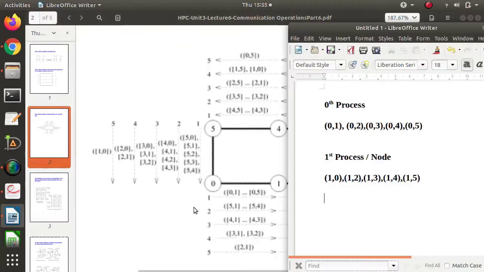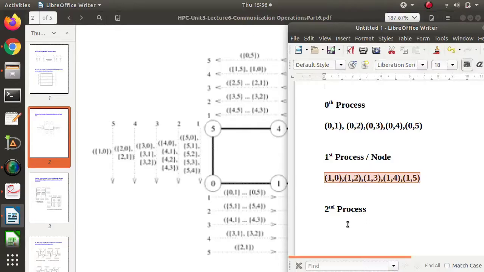Okay, now see. So in the first step, what will be done? Zeroth process has these messages. So what will the zeroth process do? Zeroth process will share these messages with the first process. Okay. First process has these messages. What will the first process do? It will share this message with the second process or second node.